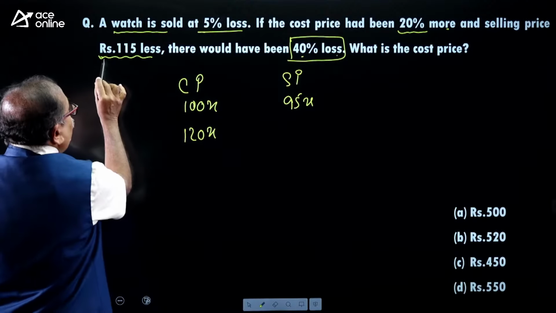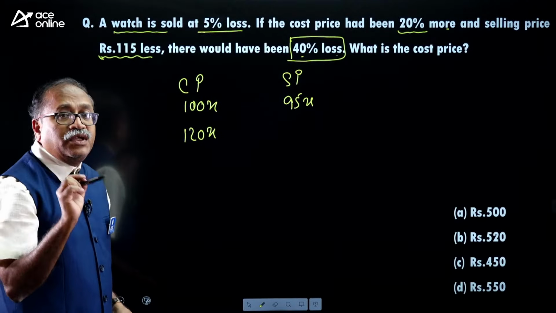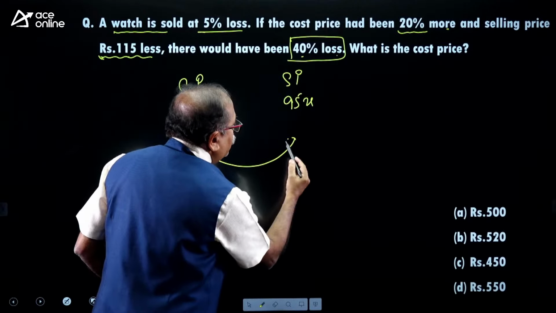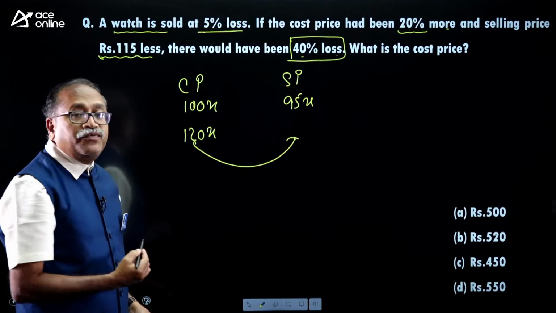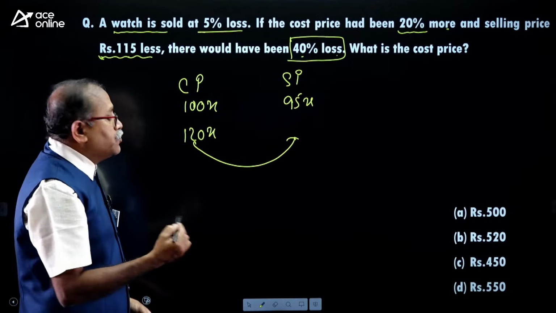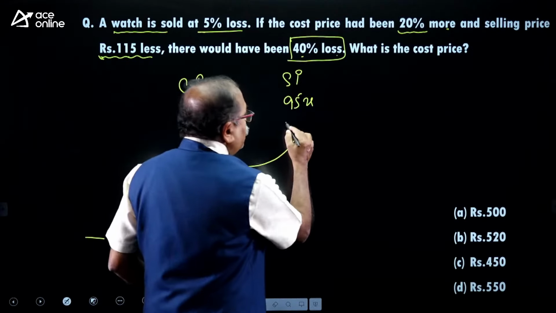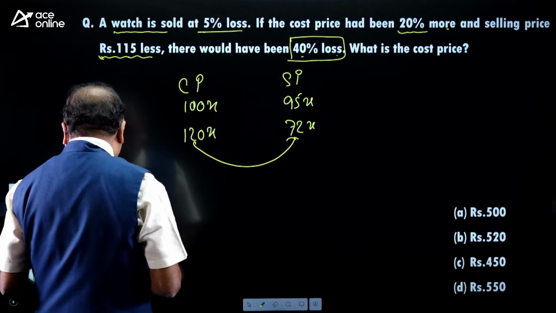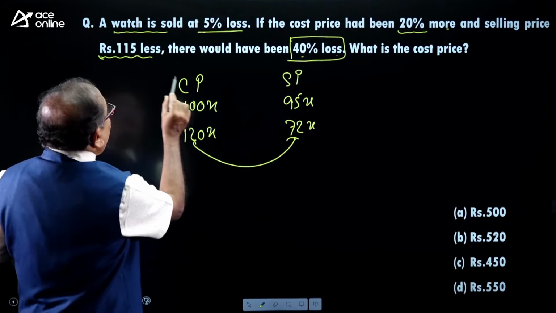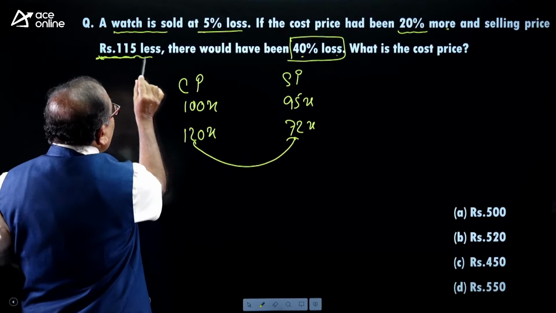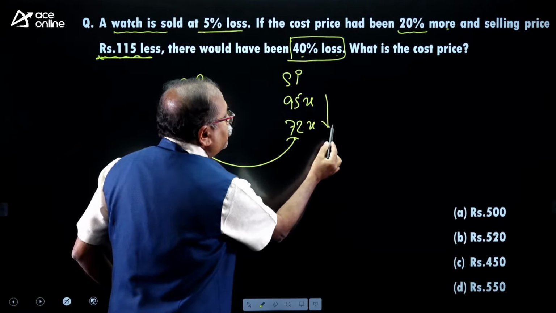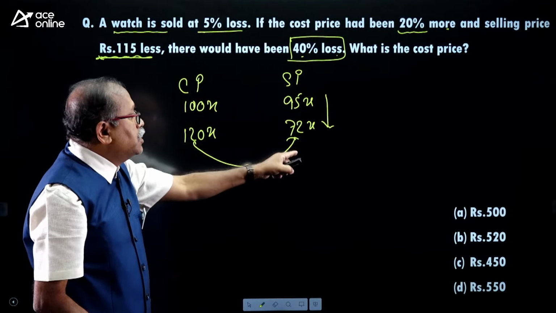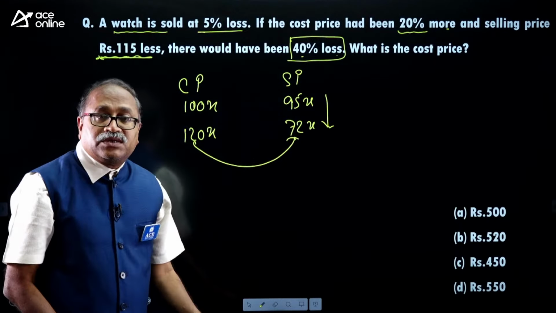If this is 120x, then what happens? There is a 40% profit if it sells for rupees 115 less. So if there is a 40% profit, what will be the selling price? Take 140% of 120x, which is 168x. Now I can see what is happening. It is 115 less, so from here to here the selling price is 115 less. What is the difference from here to here? I notice that there is 23x.